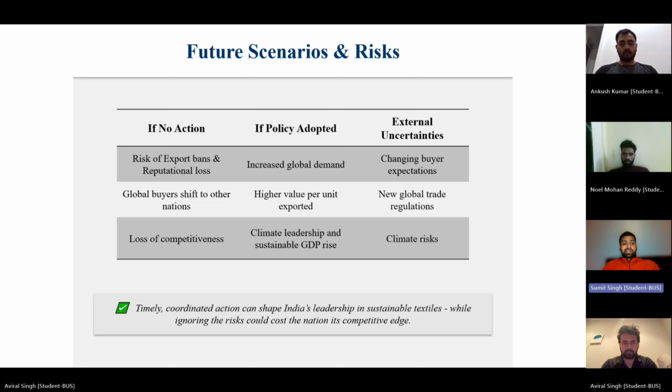Scenario two is delayed action. If we wait or act inconsistently, the opposite will happen. SMEs will be left out of international deals. Consumers will look for cleaner alternatives from other countries.